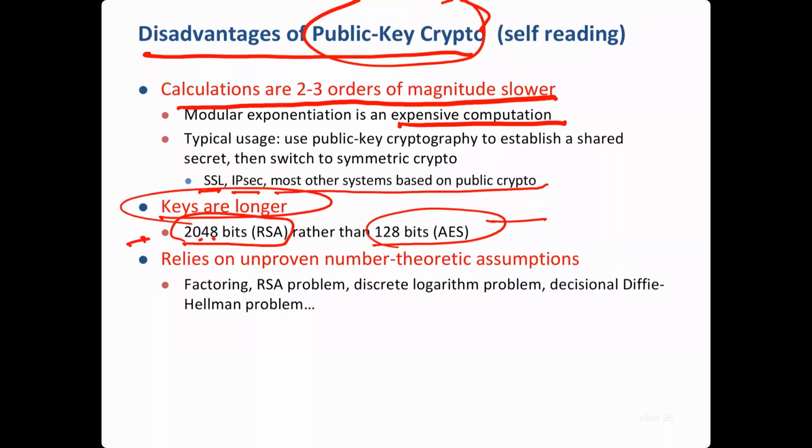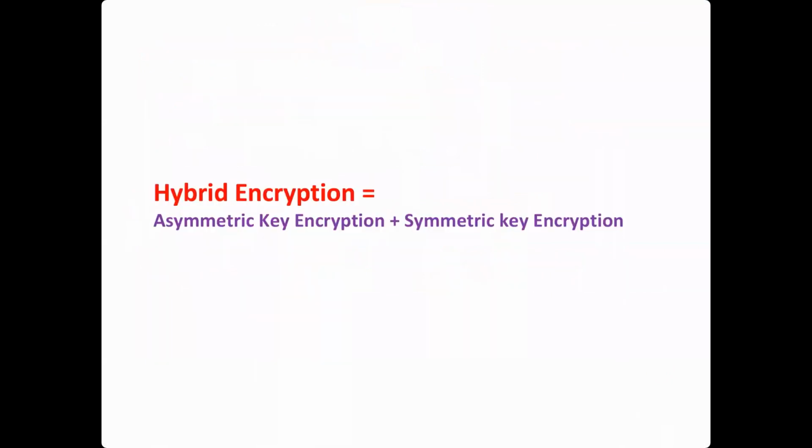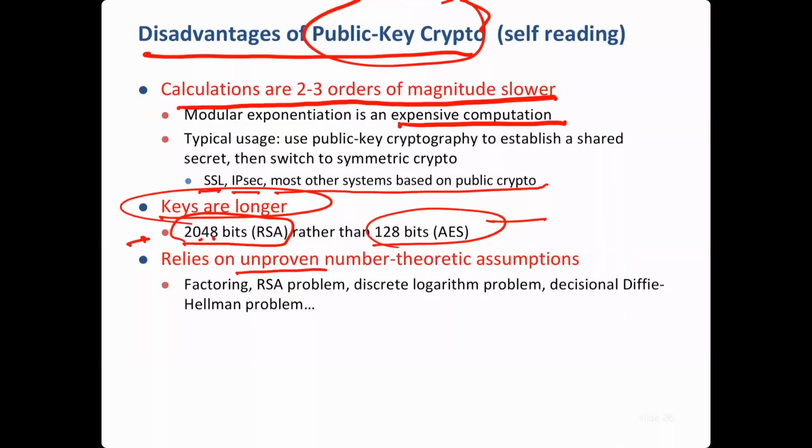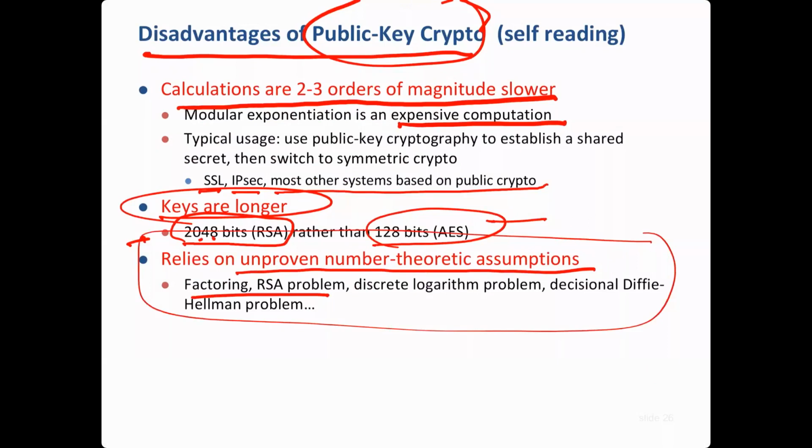It is based on, of course, unproven number theoretical assumptions. So the RSA algorithm works, but if somebody comes up with algorithms such that this factor can be known, then this algorithm will not work. I don't know if we can call this a disadvantage, but so far it's working.